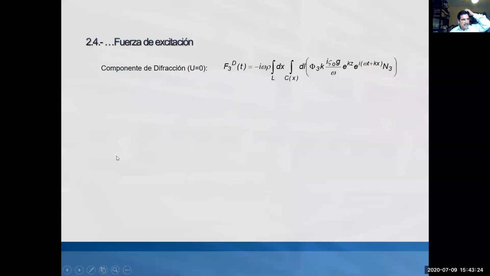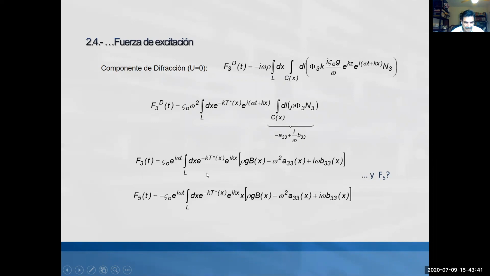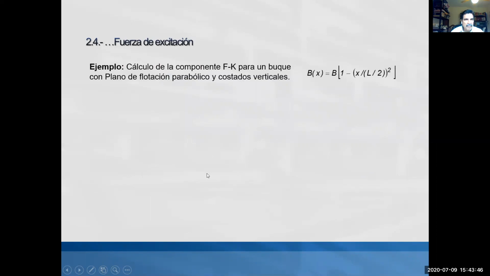This is a very simple case to show the usefulness of this process. It's a ship which has vertical sides, and the water plane is a quadratic polynomial. So the integration is simple to calculate. That's the example that I'm going to present here. It's very close to the one that you have in your homework.